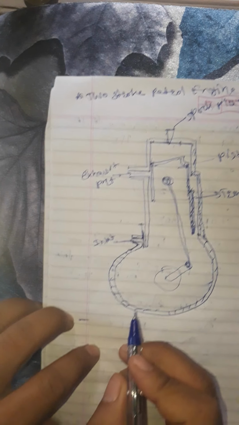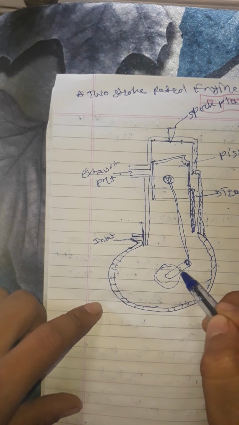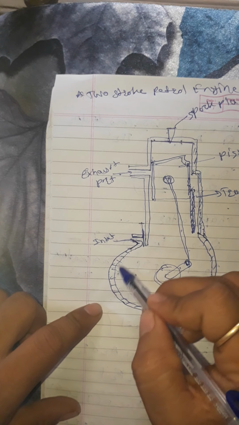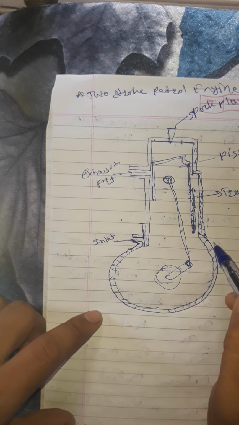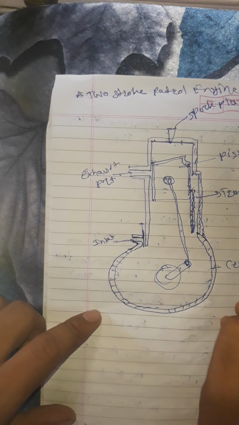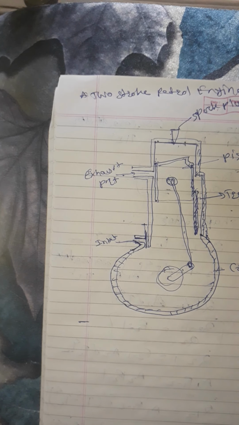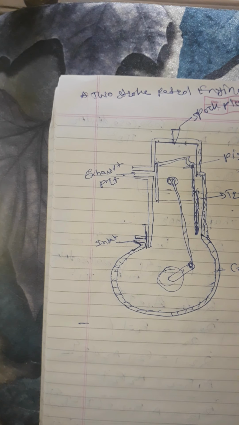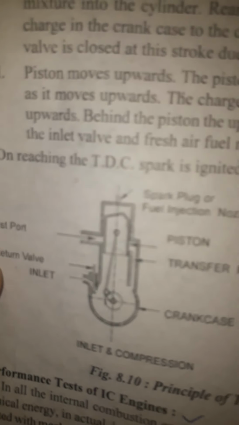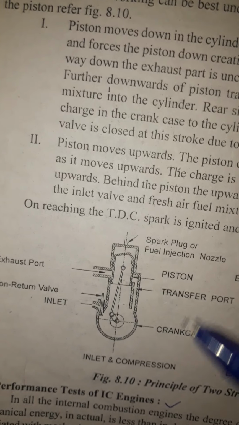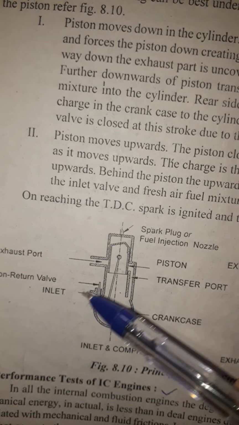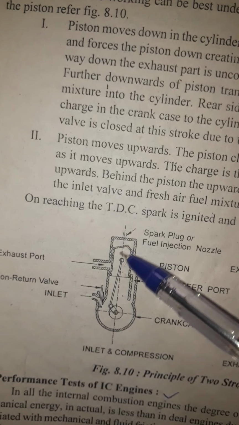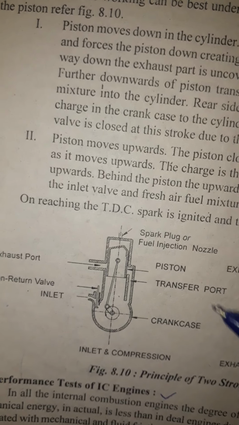This is the connecting rod, this is the piston, and this is the crankcase. I will show you a diagram from the book. Here, this is the diagram. This is the transfer port, this is the inlet, this is the exhaust port, this is the piston, cylinder, this is the spark plug, and the crankcase.